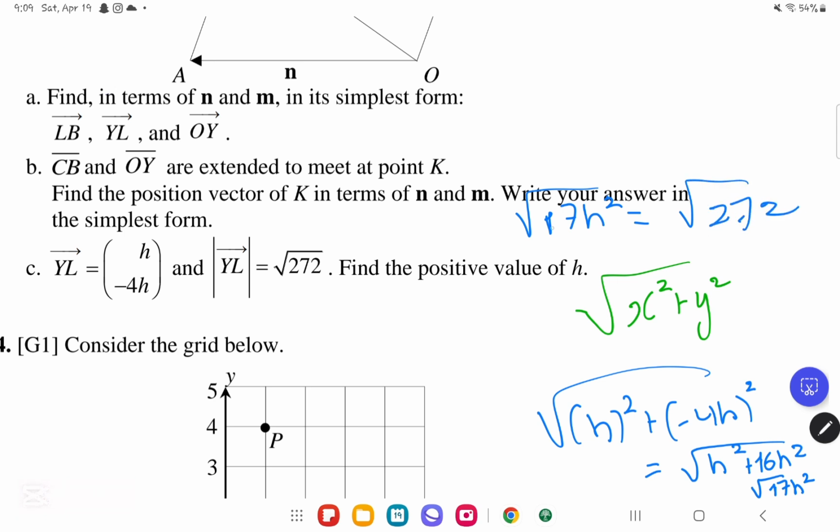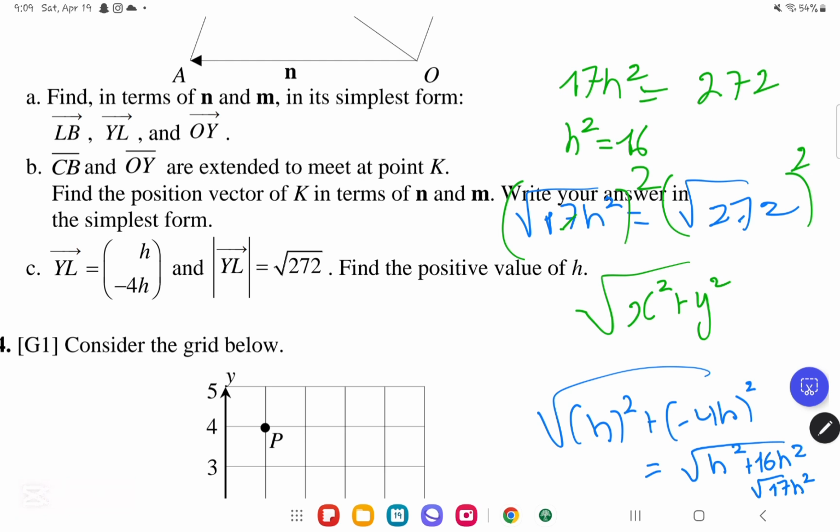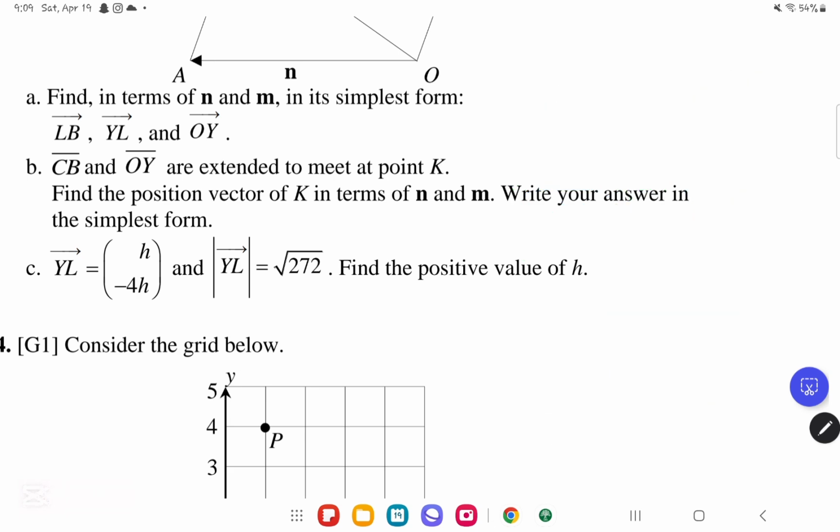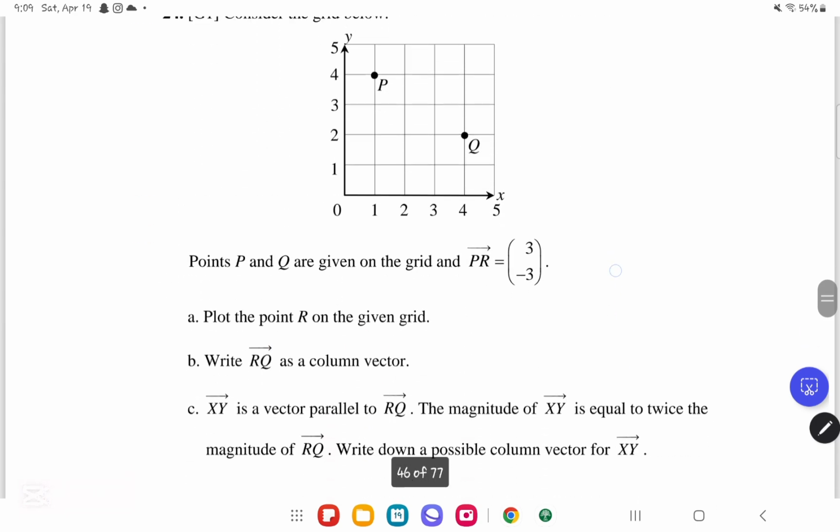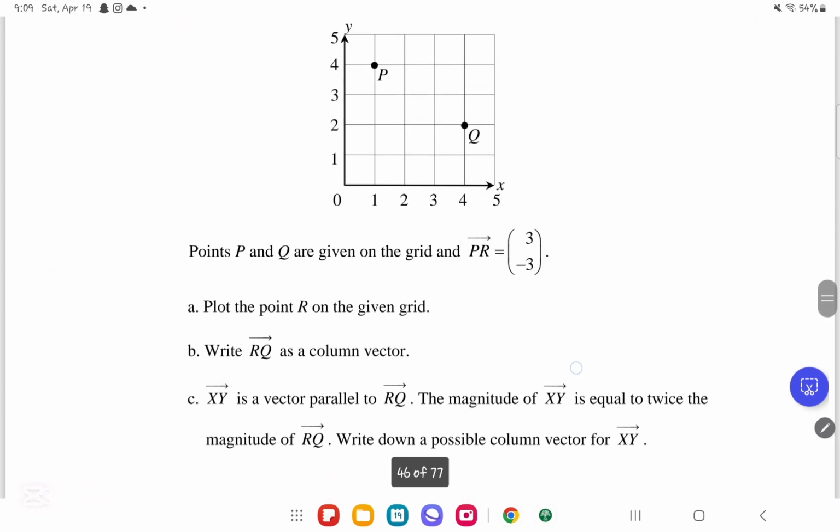You're going to square both sides. So let's square both sides. You're going to get that 17h squared is equal to what? It is equal to 272. Divide 272 by 17. You will get an answer of 16. So h squared is equal to 16. Okay? You're going to do radical answer. You're going to get h is equal to plus or minus 4. You will take the positive value because you cannot have a negative value side. So the value over here, it is what? It is plus 4. Now we move on to grid number 24.